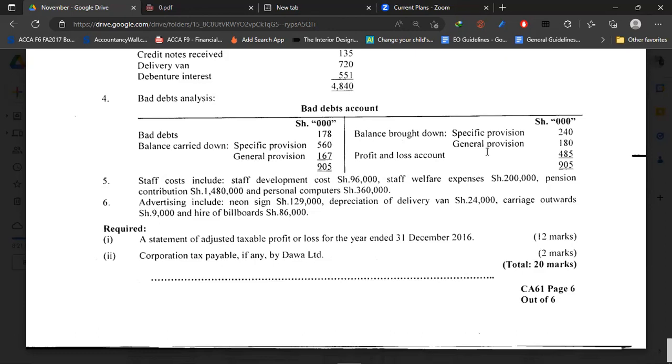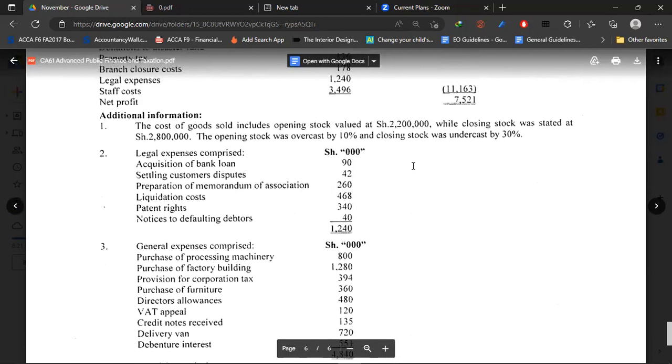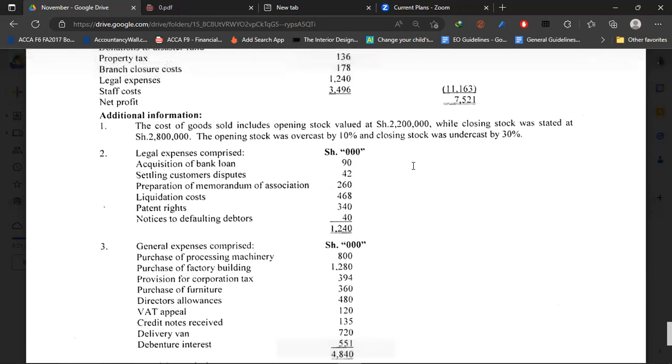Thank you. I remember I said when you come across this kind of question, the most important thing is you start with the additional information. You carry out the analysis first before you go to check the income statement. Because it's a question of adjusted taxable profit or losses, we are going to be looking at what transactions were made but are not as per the Act.